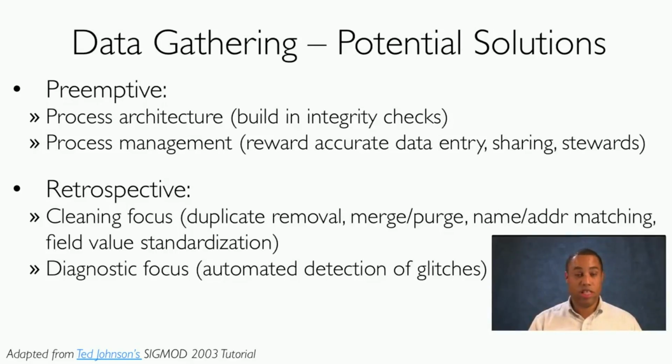Some potential solutions to the data gathering problem are to be preemptive. Design a good process architecture that builds in integrity checks. Design good process management that rewards accurate data entry, sharing, and stewards. These are the people who are responsible for data entry. Also, consider being retrospective. The cleaning focus should focus on things like duplicate removal, or merging and purging bad information, or performing tasks like name and address matching, or field value standardization. Also think about a diagnostic focus, automating the detection of problems during the data gathering phase.